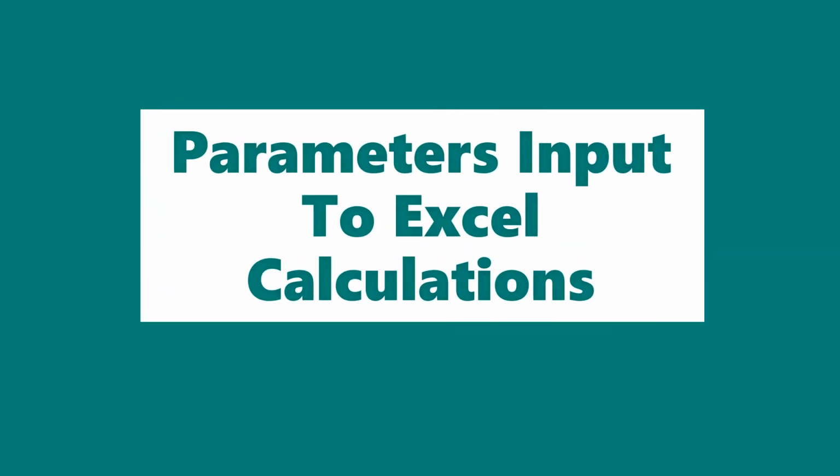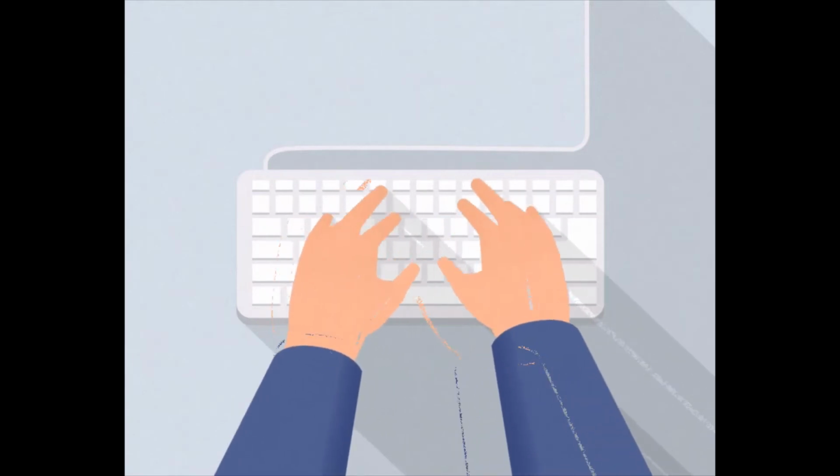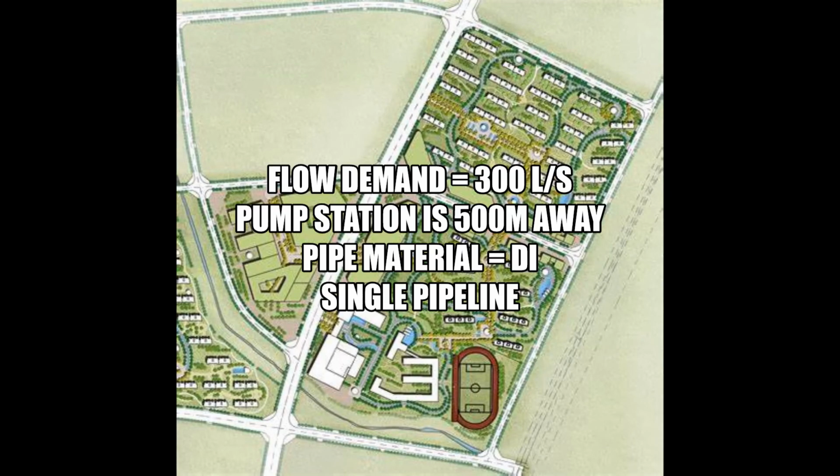Next is the input. There are quite a number of input parameters required in the calculations. You will need to insert these values manually in the Excel sheet. As an example, let's assume the following. There is a development that requires a pump flow demand of 300 liter per second to serve a new city. The water supply to the city was through a pumping station which is located 500 meters away.